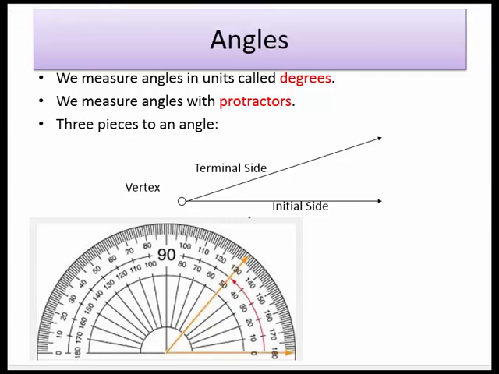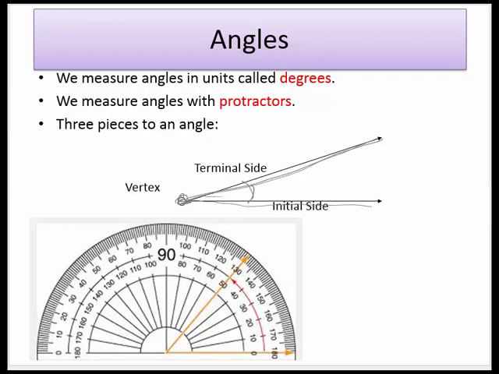You have a vertex, which is the point where the two rays extend from. So we have a ray heading out in this direction and a ray heading out in this direction, and that's our initial side, and this is our terminal side, and this is our angle itself.